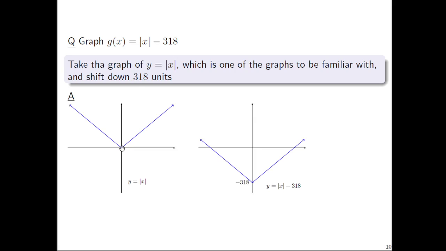So you'll notice that instead of the vertex, this sharp corner, occurring right at the origin, it's 318 units lower, right on the y-intercept, right on the y-axis. That y-intercept is negative 318.